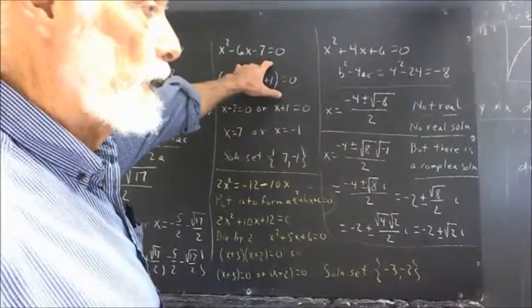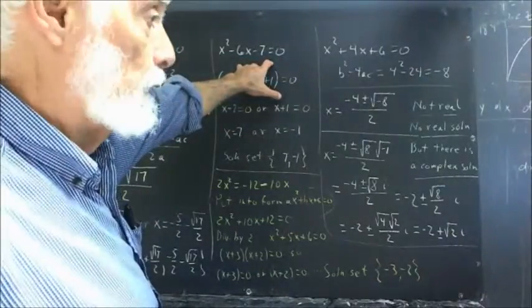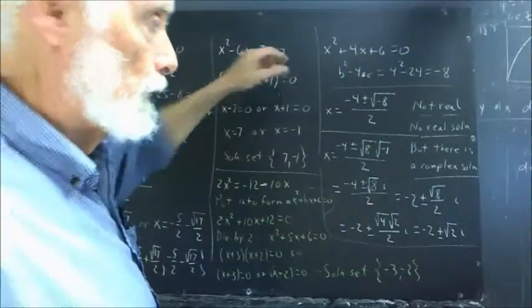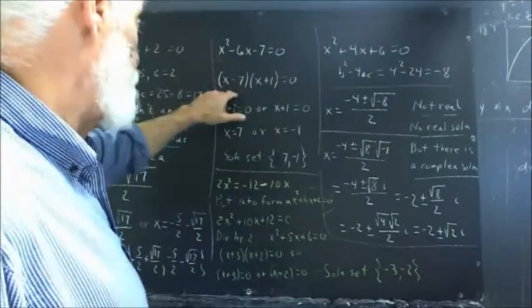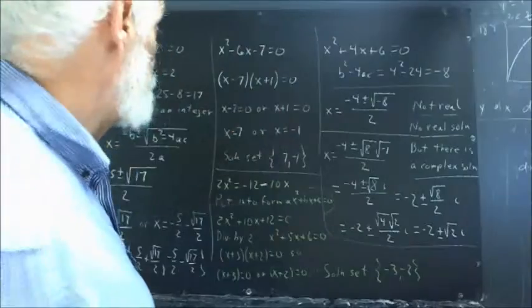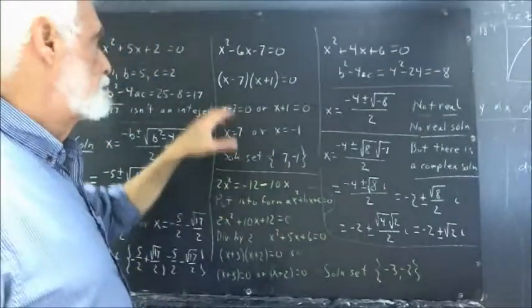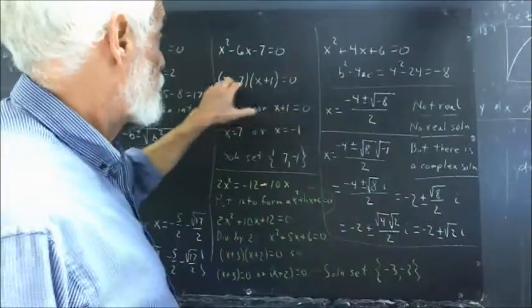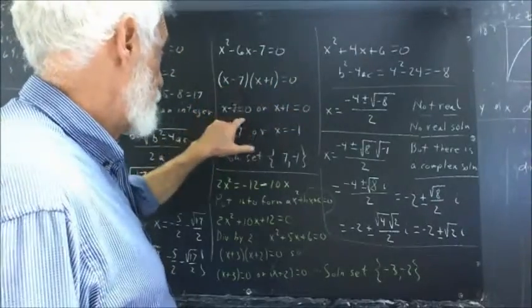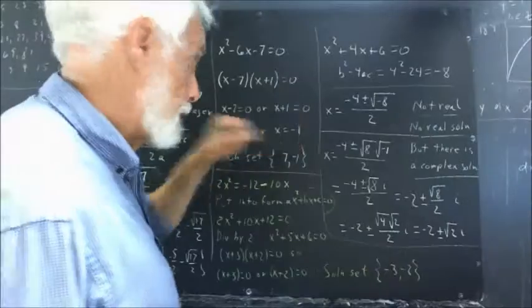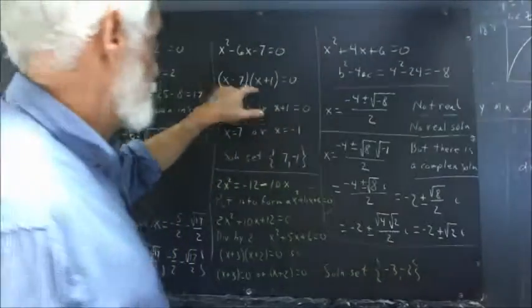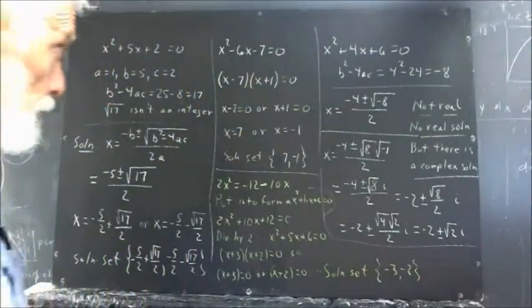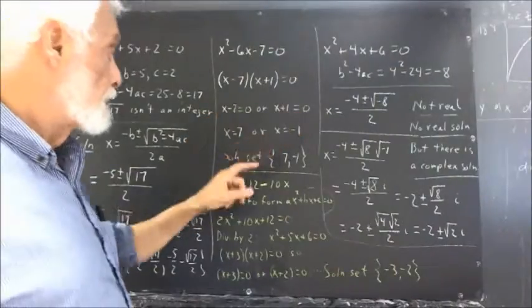For this quadratic, we could use the quadratic formula, but this one factors rather easily into x minus 7 times x plus 1, giving us these two factors can't be 0 unless one of them is 0. So either x minus 7 is 0 or x plus 1 is 0. And if either factor is 0, of course, when we multiply them, we do get 0. So these will be our solutions.